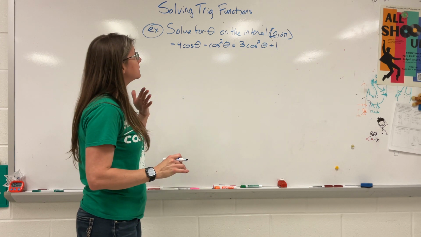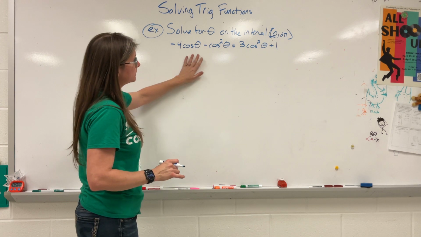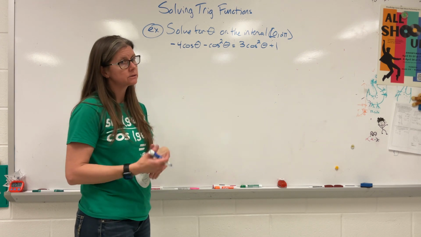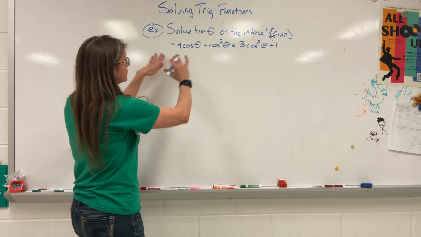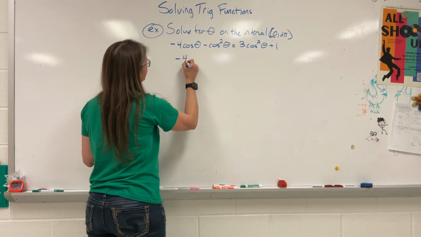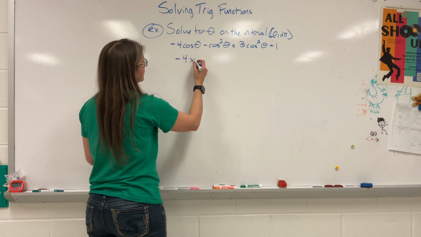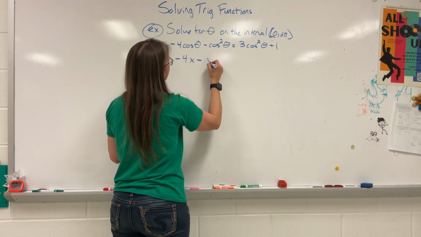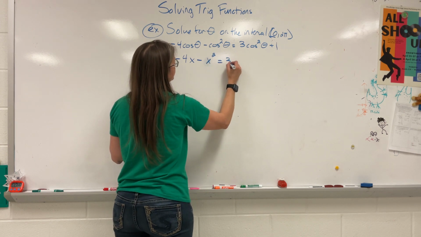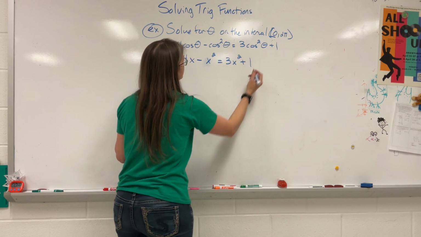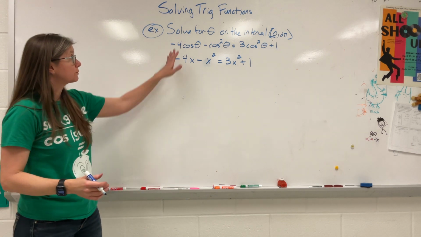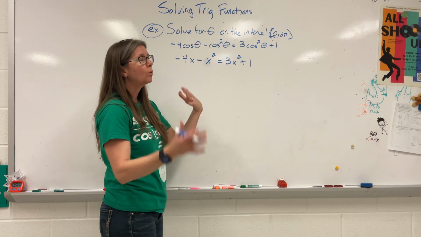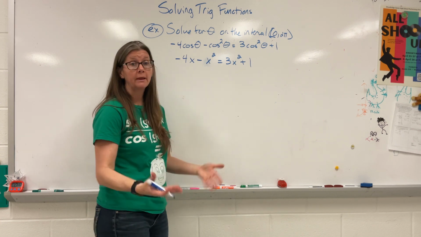Similar to what I said at the beginning with these quadratic looking ones, I would replace all of my cosines with x to make it more recognizable. So instead of looking at it this way, I'm going to say this is -4x minus x squared is equal to 3x squared plus 1. What I want you to do, since I just replaced all of my cosines with x, is just pretend that you're solving that. And once you get it into its factored form, I want you to replace your x with cosine.